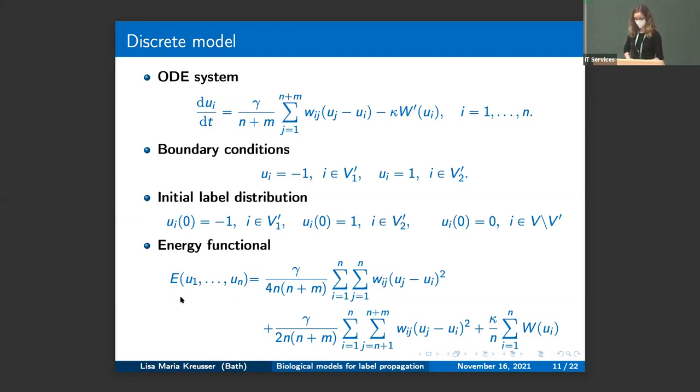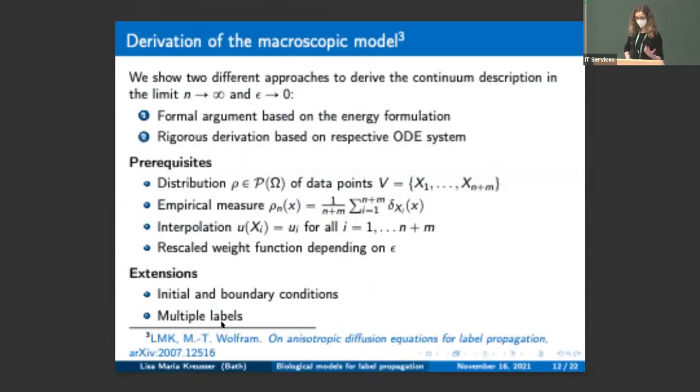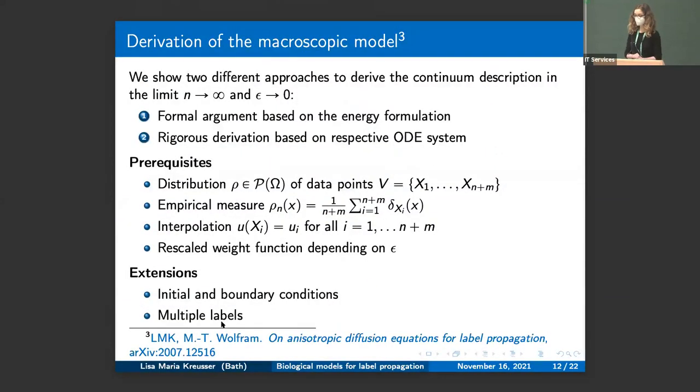For this, one can either look at the energy functional as given on the bottom over here, but as you can see, it's already quite complicated, or one can consider the associated limit as n goes to infinity and epsilon goes to 0. We have derived the limit both formally and rigorously, based on both the energy formulation and the ODE system.